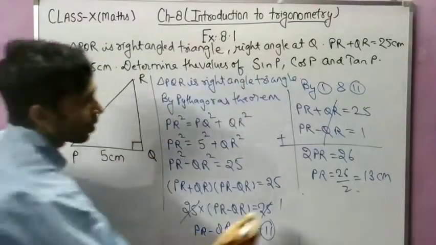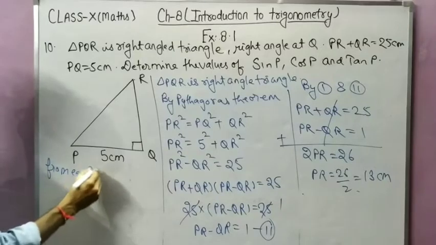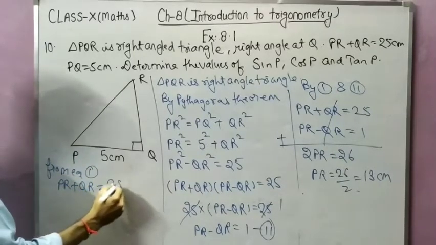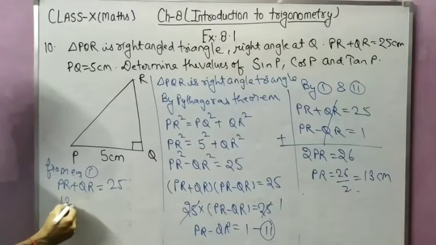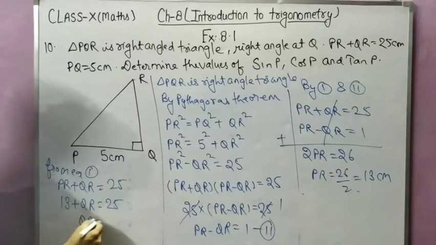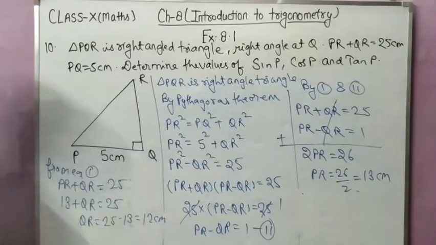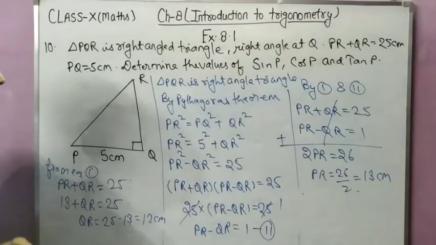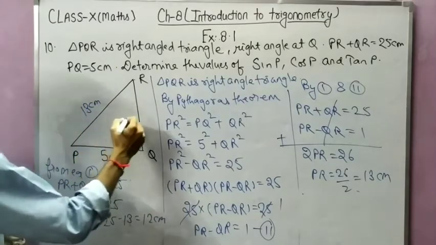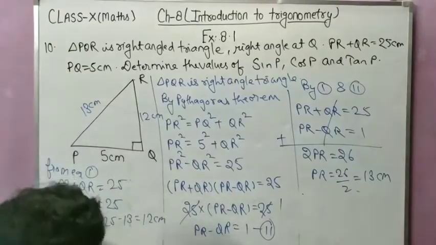Maybe. So from equation number 1, PR plus QR equal to 25 was there, and the value of PR is 13. So 13 plus QR is equal to 25. So QR will be equal to 25 minus 13, that is 12 centimeter. Okay. So by that, the value of PR comes 13 centimeter and QR comes 12 centimeter. Okay. So all sides of the triangle we have calculated.